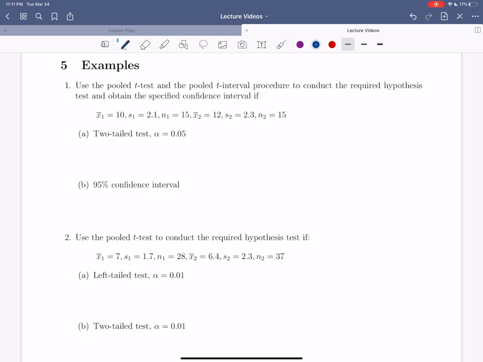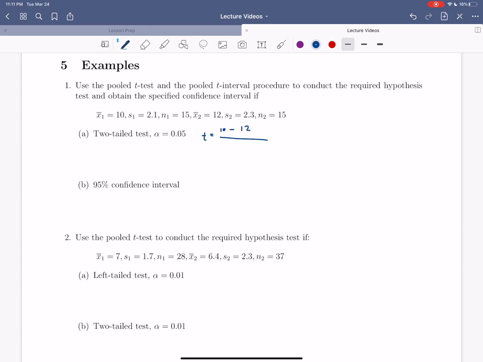And we're not even given the data, we're given all the important statistics for each of the data. So the sample mean, sample standard deviation, sample size. And so what we have to do is go through and use our formula. T is going to be x1 bar minus x2 bar, so that's 10 minus 12, over our pooled standard deviation, which we'll have to figure out in a second.